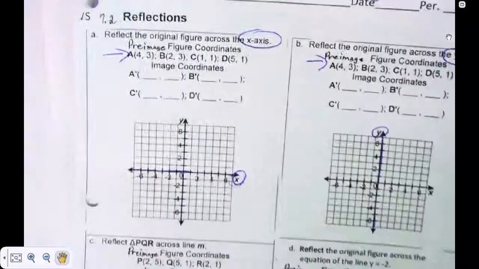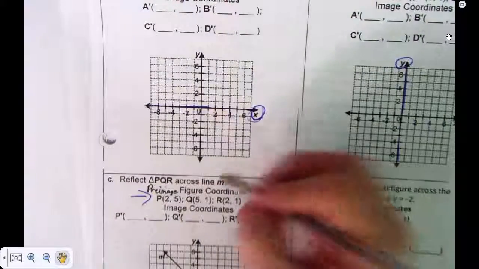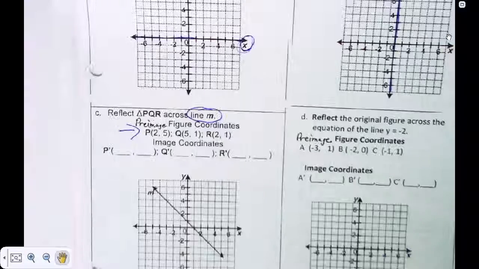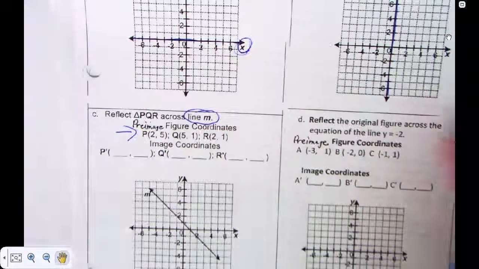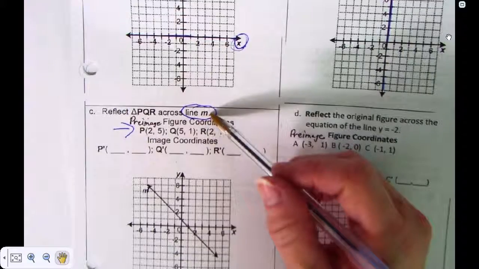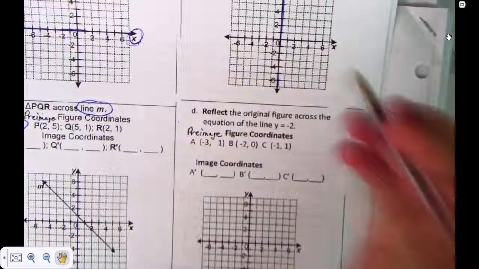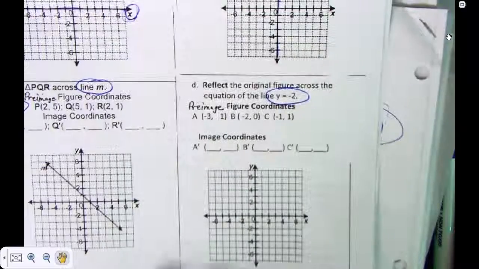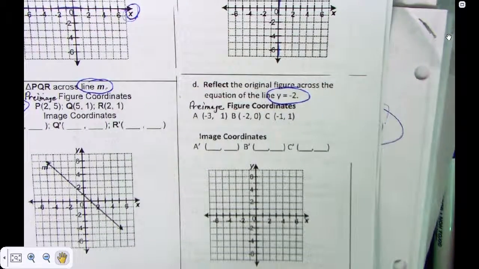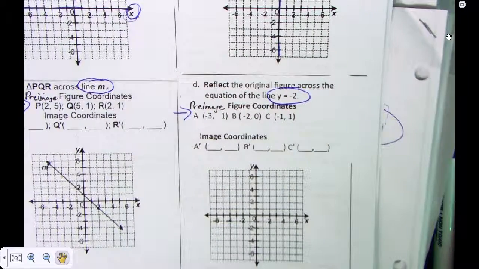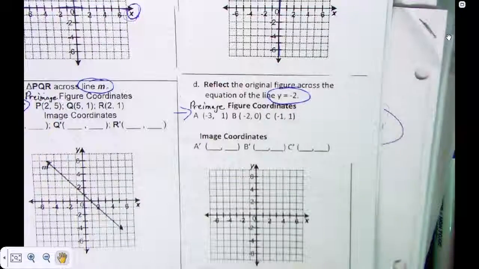It's the same one. Okay, look at C. Here's your pre-image. We're going to reflect this one over line M. Guys, I'm going to tell you right now, this one is pretty hard. I've been so impressed today with first and second period. The majority got it right. I was very impressed. You take 1 point at a time, and you're flipping it over line M, not X or Y. This line M right here. On D, you're going to flip it over this line, y equals -2. It's not on there. You have to go draw your own line. Here's your pre-image. Okay?